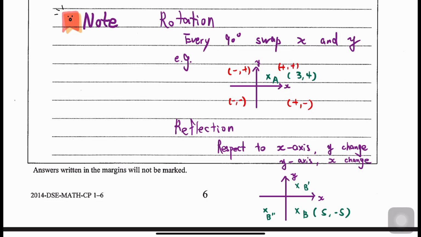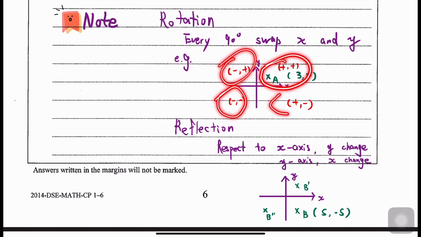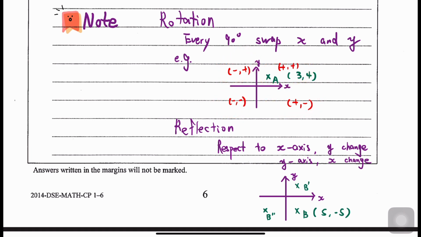So rotation and reflection will happen in the rectangular coordinate. For rotation, you need to remember the sign in every quadrant. An easy way to remember it is that every 90 degrees, no matter whether it's anti-clockwise or clockwise, you swap x and y. What is the meaning here?